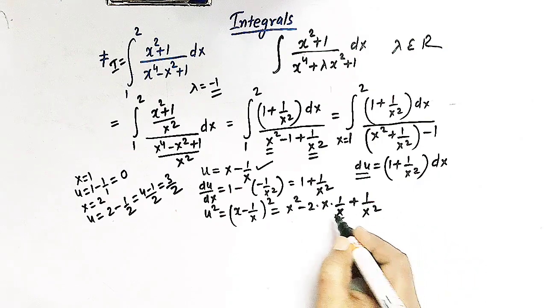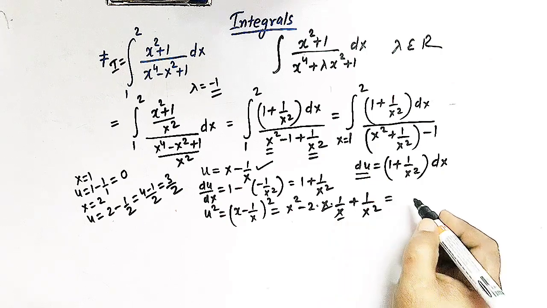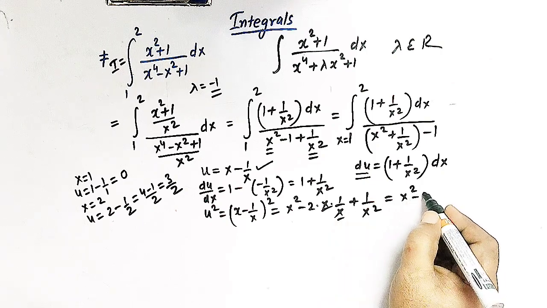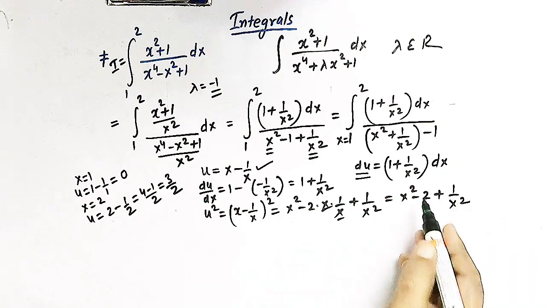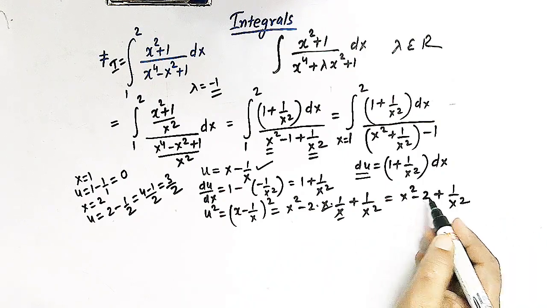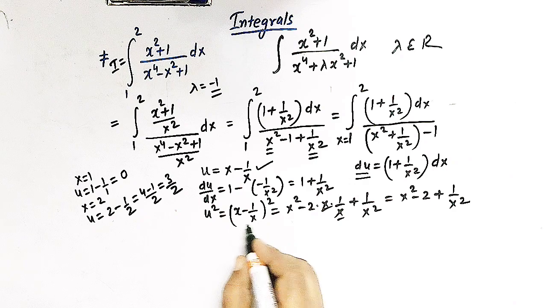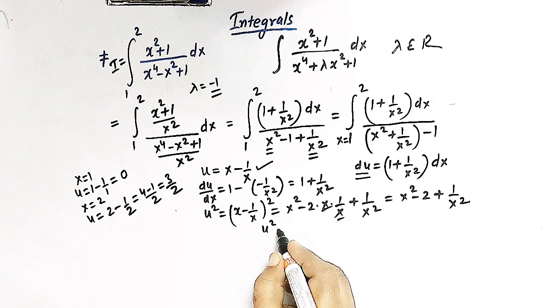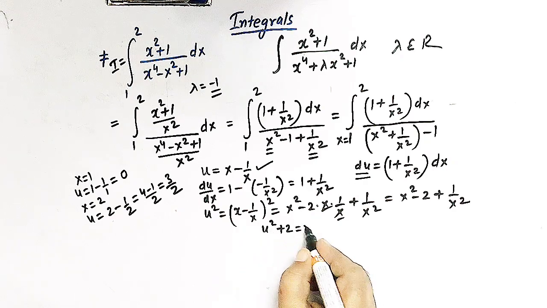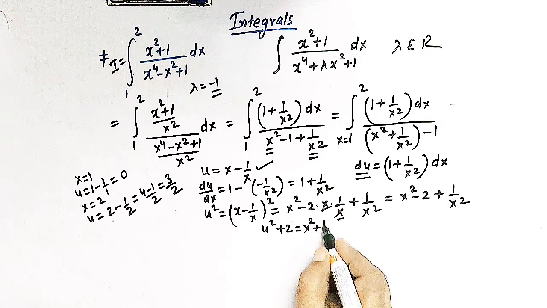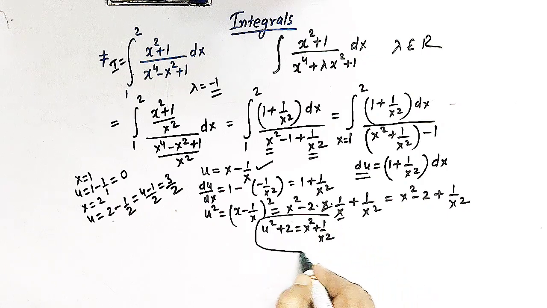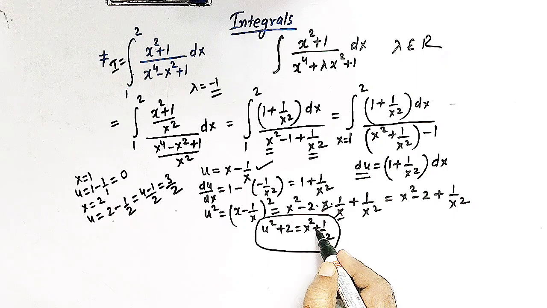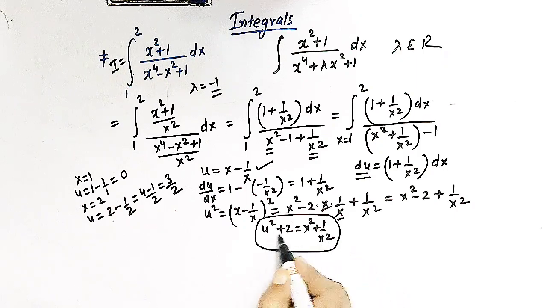Now here this x and this x get cancelled, so we have x square minus 2 plus 1 over x square. Now we can take this negative 2 to the left hand side. So we can now write u square plus 2 is equal to x square plus 1 over x square, right? So now we have expressed x square plus 1 over x square in terms of u, that is u square plus 2.